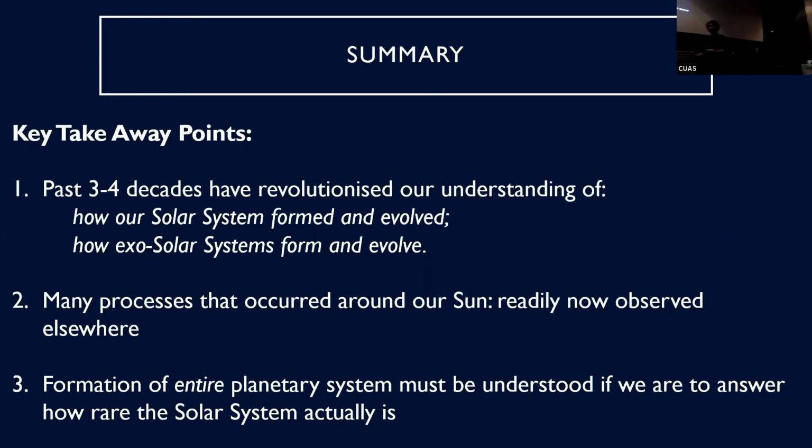Now, it might be that our solar system is exceptionally rare, but it might not be. Certainly, we know that the processes that formed our solar system are ultimately very common, because we're seeing them everywhere now. And that's only been possible in the last few years. So I'm going to end there. Thank you.